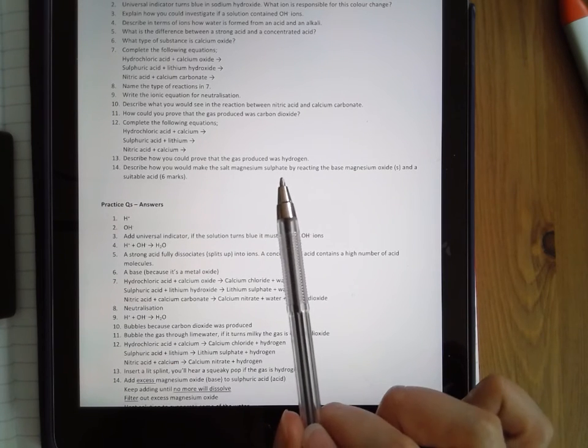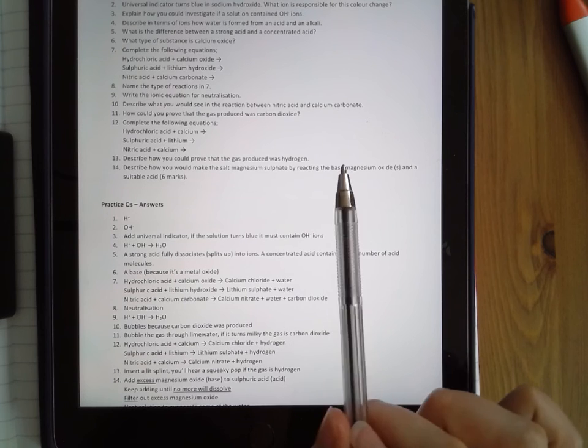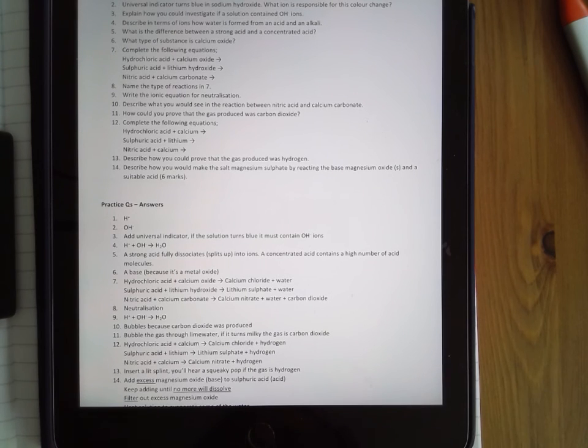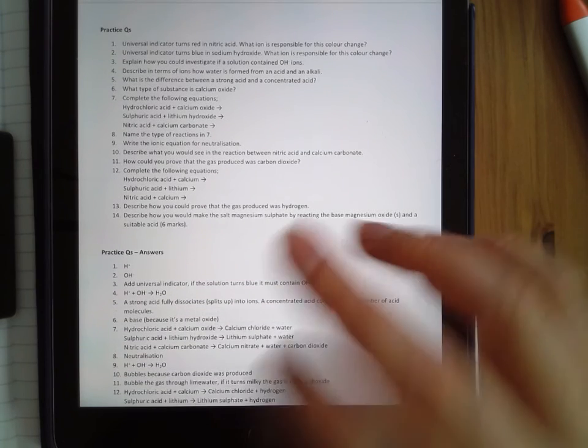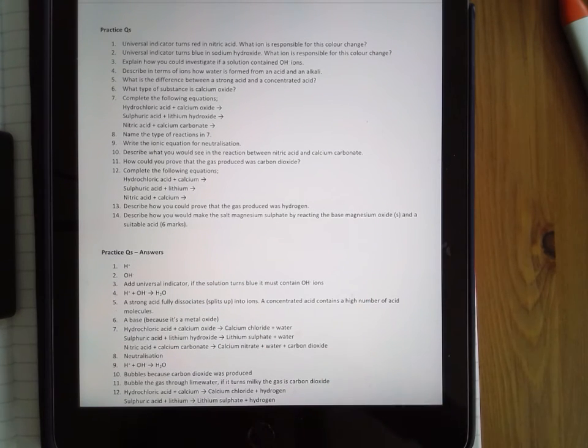So you need to figure out what acid you're going to use, and then you will say that the acid and the base react together to get the salt and water, and then you need to describe how you're going to separate that salt from the water. So I know the answer is underneath, but please just try and answer it for yourself first, or learn your answer and then see if you can write it down yourself.